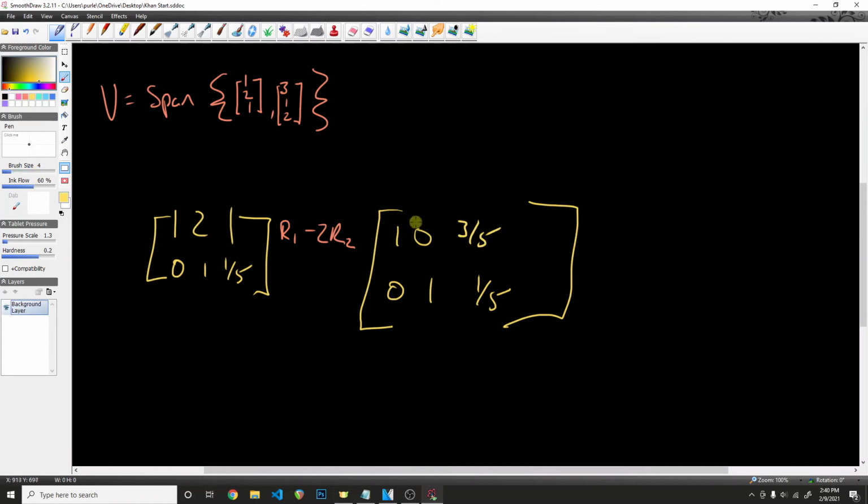And now we have our pivots here, so we're at our reduced row echelon form. And we want to set this to 0 because, again, we're looking for when the dot product is equal to 0. So we have our x1 plus 3/5 x3 is equal to 0. And then our second equation is going to be x2 plus 1/5 x3 is equal to 0.